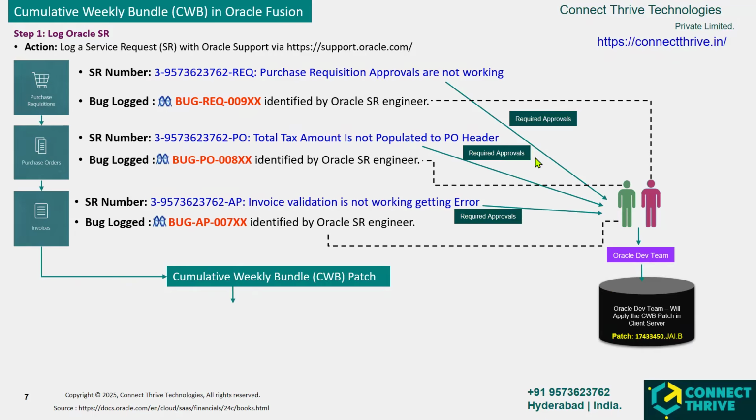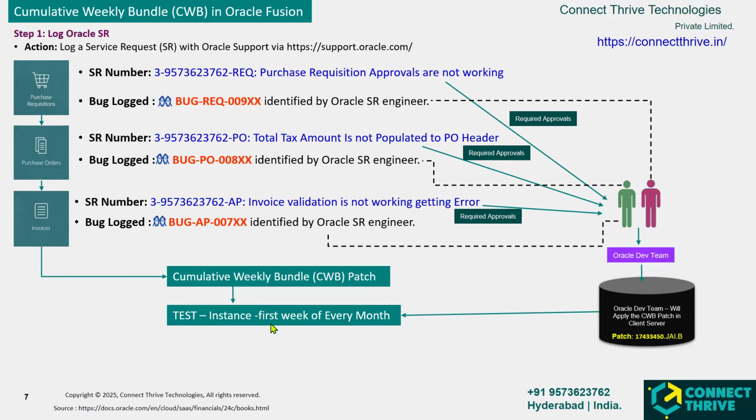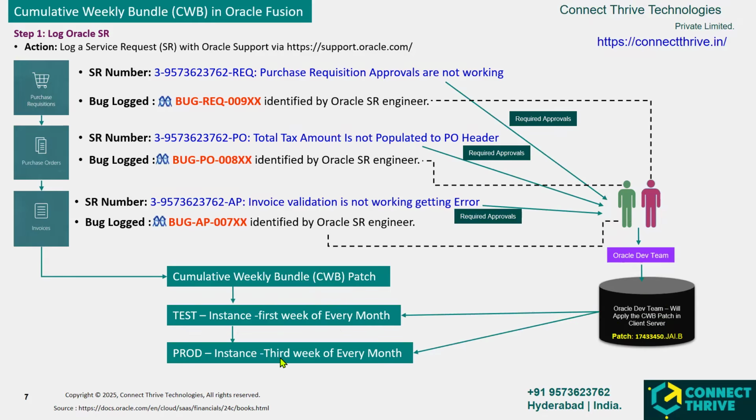So you see here we have to give an approval. Once our ITPM, the Airtel ITPM, gives the approval, we should upload that approval mail in the SR on Metalink for each SR. Then that specific CWB patch, they will apply on the Fusion server. It will be updated in our test instance in the first week. Then once it is working and everything is fine, and these three issues got resolved, they will apply the same CWB patch in the third week in the production instance. Okay.